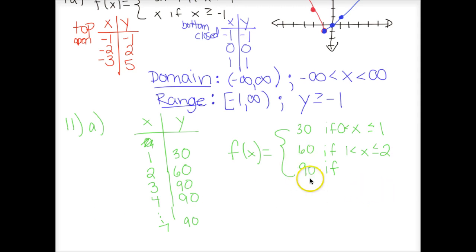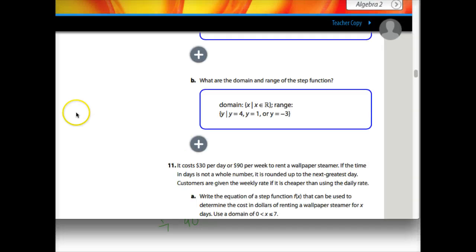And then our last, of course, the cost to rent is going to be 90, starting above 2. So if it were 2.5, it would still get charged like 3 days, which is going to be 90. And again, it said use a domain of 7. So even though technically this could go to infinity, because of the directions we put the 7 here, because it says use a domain of x between 0 and 7.